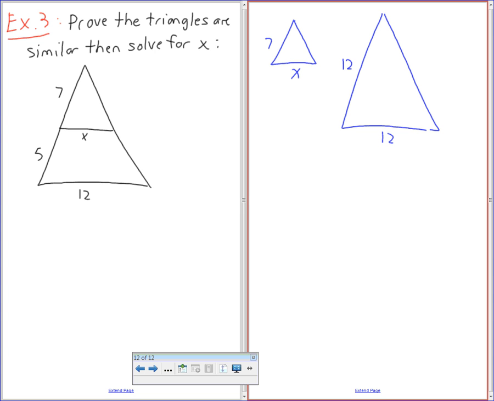Okay, what we need to do is prove that all three angles are the same. How do we show that the top angles are the same for both of them? They're both the same thing, right? They're both on top of each other. So this is just going to be theta, I'm going to call it. These are just the same angle, right? They're right on top of each other, they're the same.